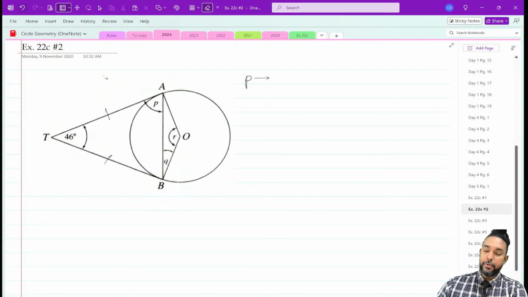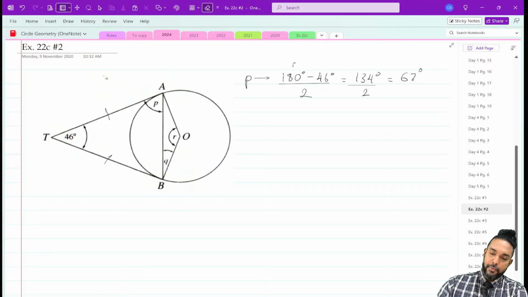Right, so for P, let's keep it consistent. With P, we could do 180 minus 46, then divided by 2. So that's 134 degrees divided by 2, which is equal to 67 degrees, right? Sorry, that looks like a 6, my bad.